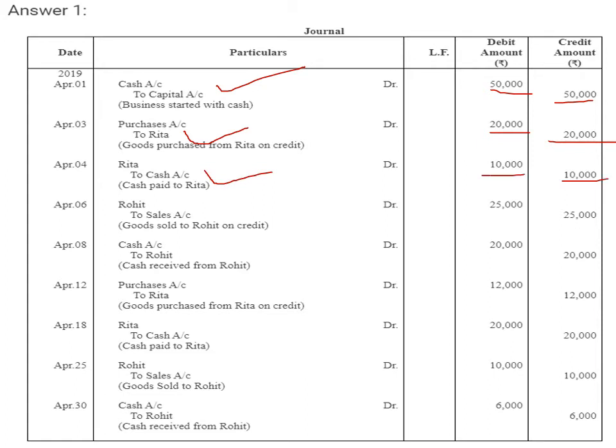Then we have sold goods to Rohit on credit. So credit sales to Rohit, Rohit to sales 25,000. Then cash to Rohit 20,000, that is cash received from Rohit. Then again goods purchased from Rita, that is 12,000 rupees, purchases to Rita. Then Rita to cash 20,000 rupees, again cash paid to Rita. Then again goods sold to Rohit on credit on 25th, 10,000. Then on April 30th cash is received from Rohit.